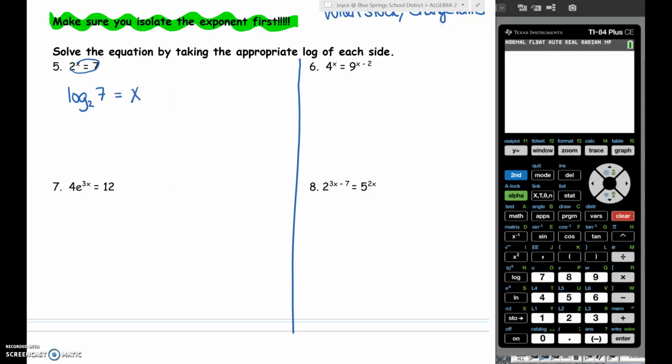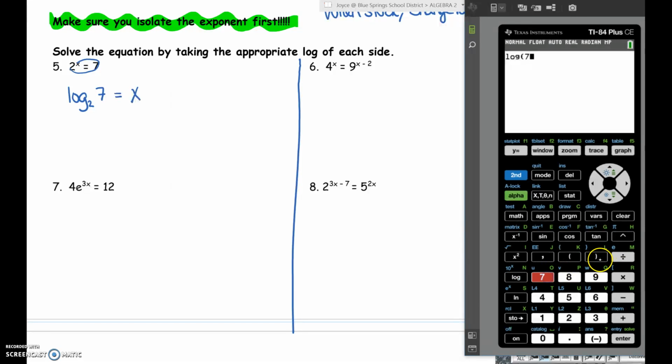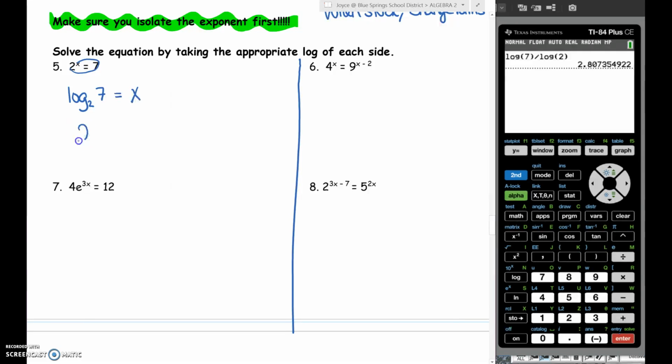Okay. Last week, we learned how to do log base 2 of 7. You can do this in a scientific calculator using change of base, or you can use the fancy graphing calculator feature. If you do this in a scientific calculator, you would do log button 7, close your parentheses, divided by log button 2, close your parentheses. And you get x equals 2.807, depending on how it asked you to round.